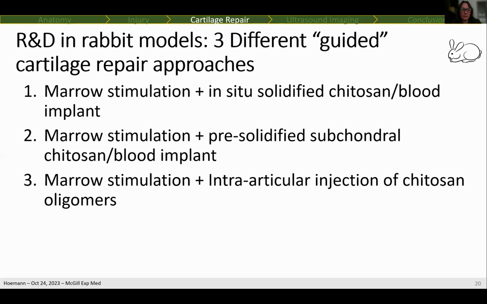So I'm going to present today 3 rabbit models that we've been using to study cartilage repair. The first is the marrow stimulation, and also the imaging techniques we use to look at how the defect repaired. And then there's marrow stimulation with a pre-solidified implant. So we took the blood and solidified it with the chitosan outside the animal.